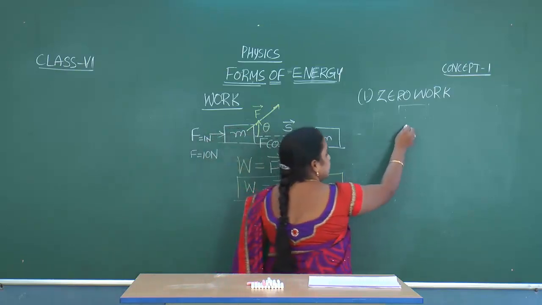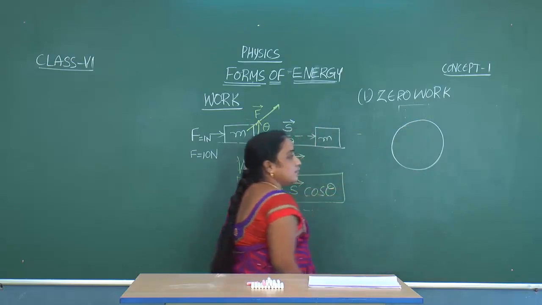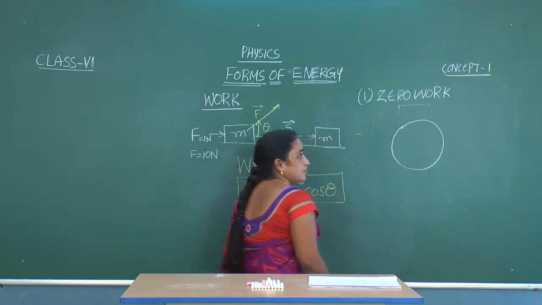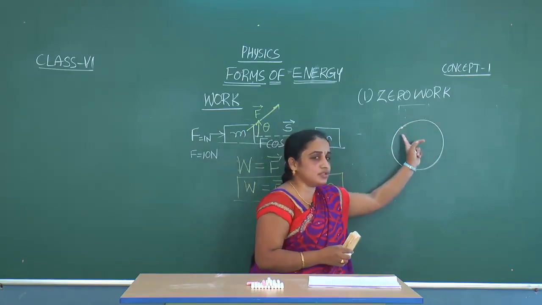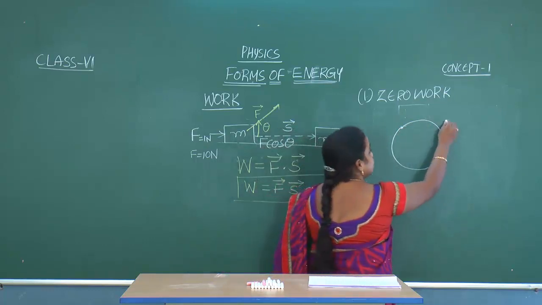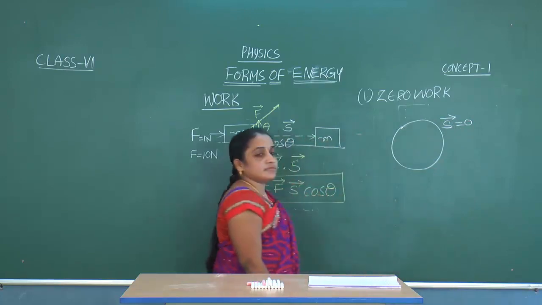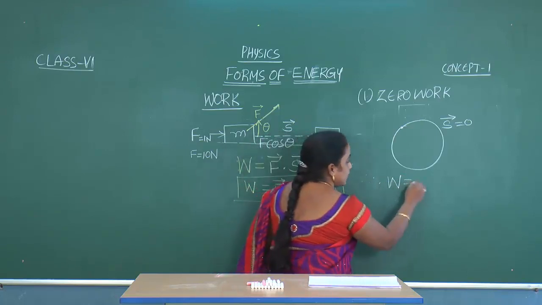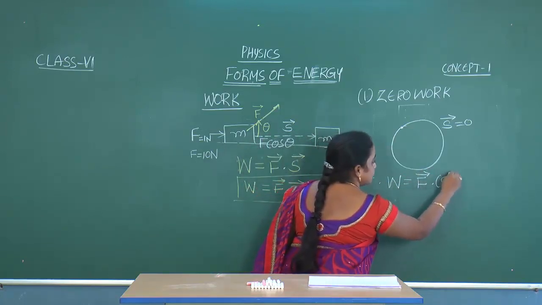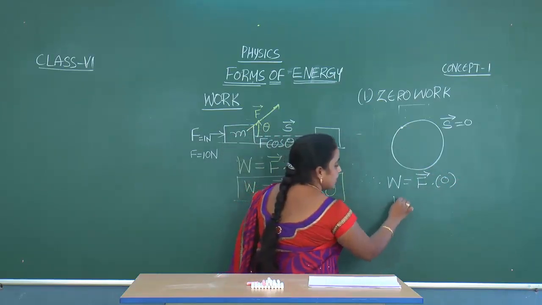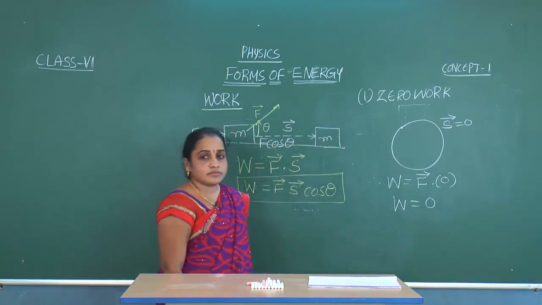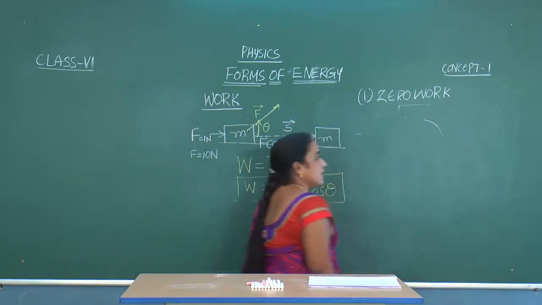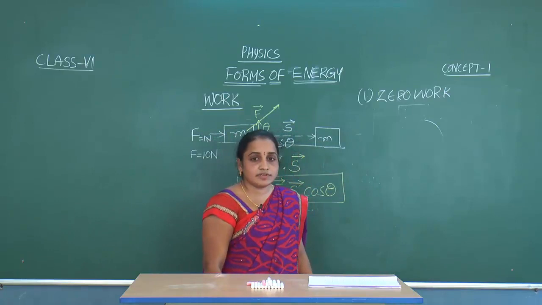Let us say an object is moving along a circular path. The object started at this point and is again reaching the same point. What's happening here? The displacement is zero. So what happens to work done now? W is equal to F bar into zero. Again, the work is zero. Let us see one more example for zero work.